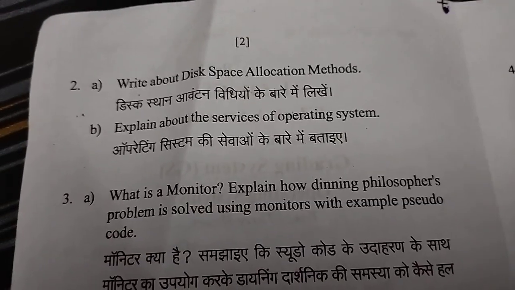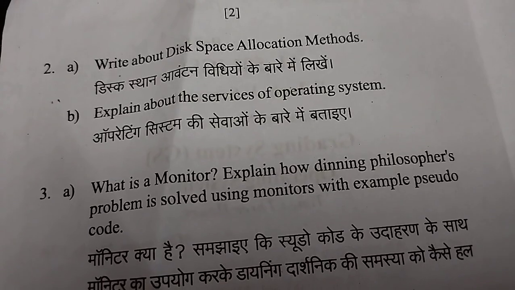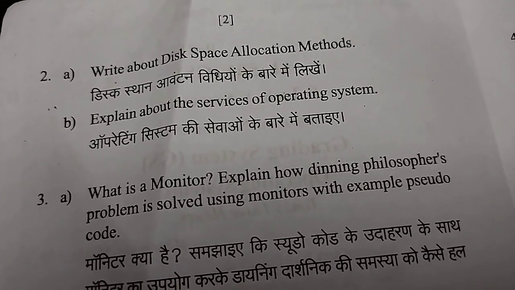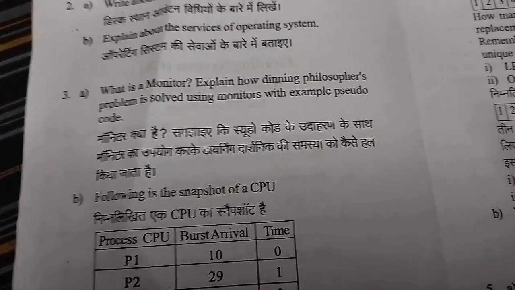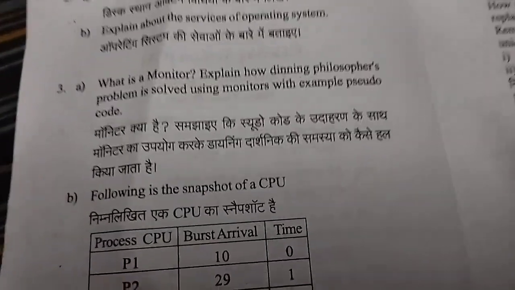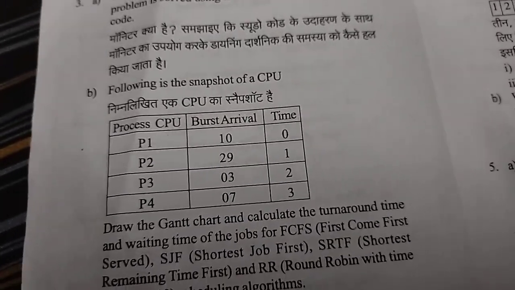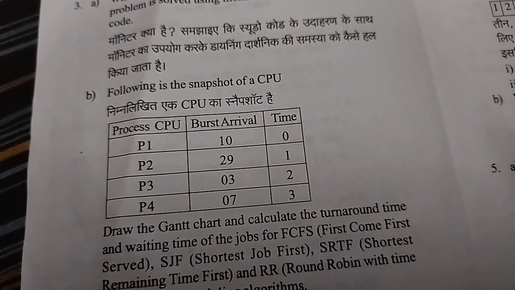Here's the second question. First part, write about disk space allocation methods, explain about the services of operating system. Then third question is about what is a monitor, explain how Dining Philosophers problem is solved using monitors with example pseudocode. The second part of third question is the following is the snapshot of a CPU.